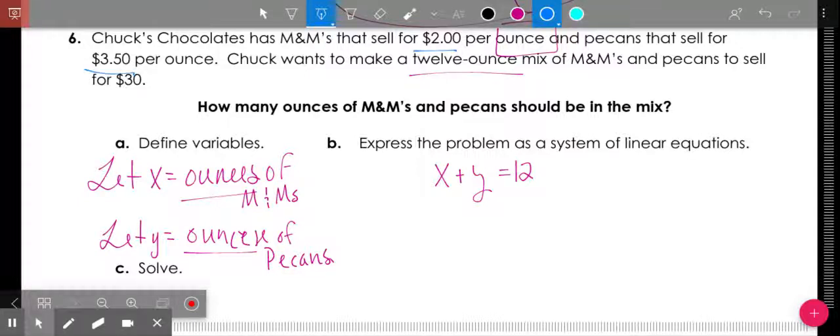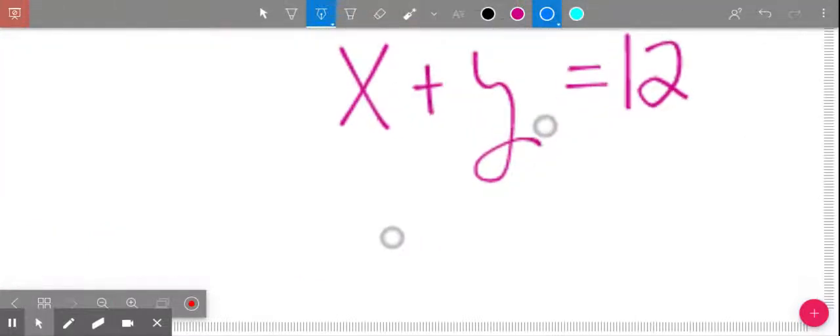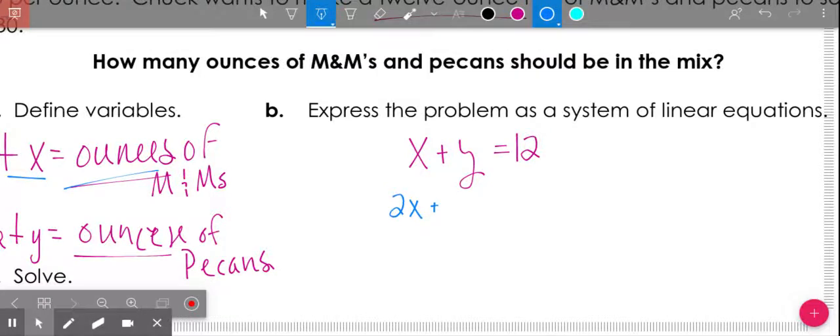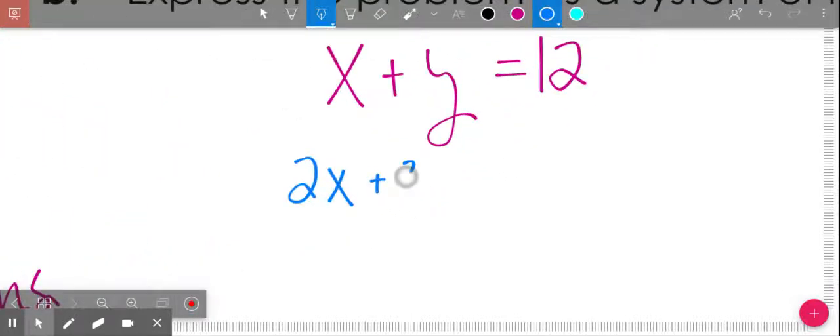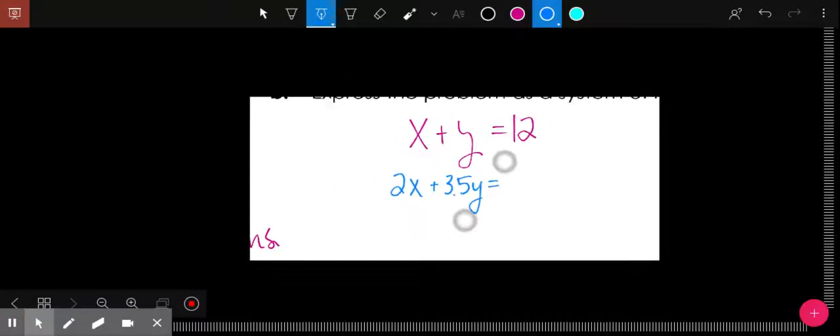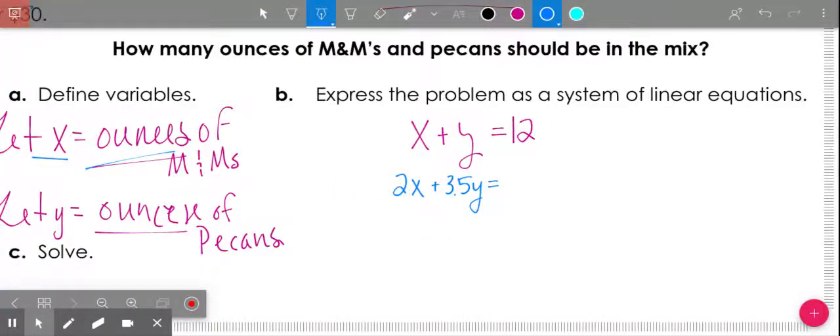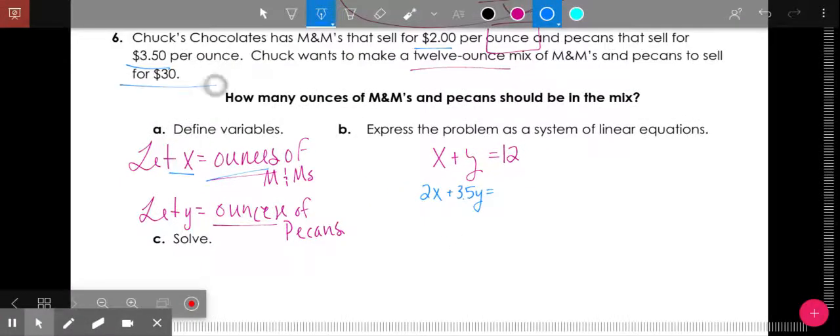So we know that for every ounce of M&Ms, it's $2. So ounces, or all of my x's, have that 2 with it. So it's going to be 2x plus pecans are $3.50 per ounce. So plus 3.50y. And we know that we want our total mixture to cost how much? To cost $30.